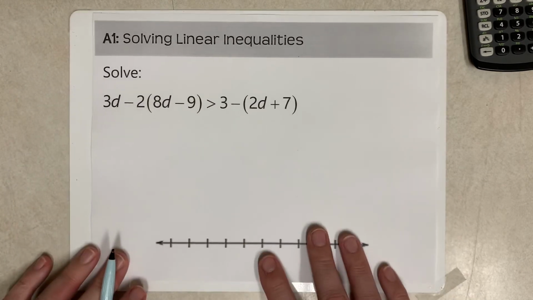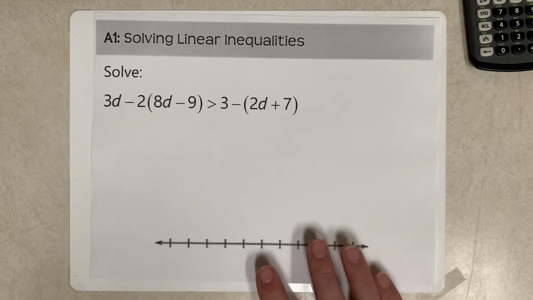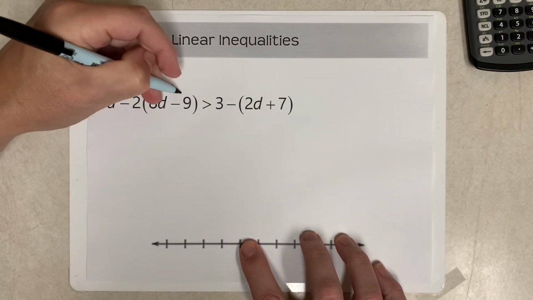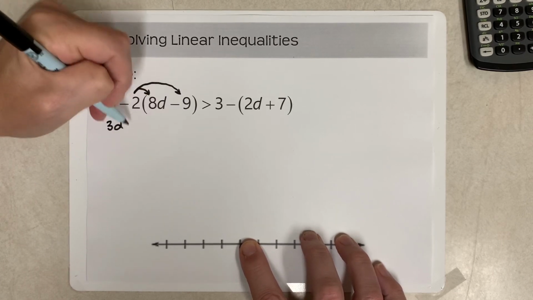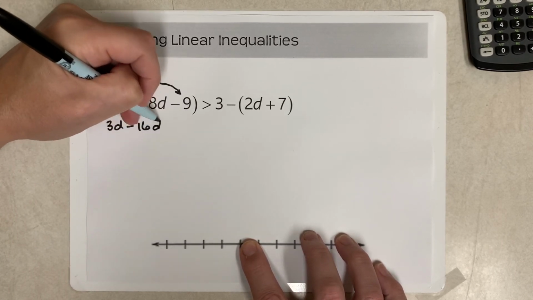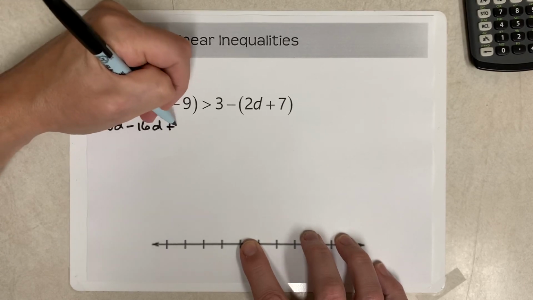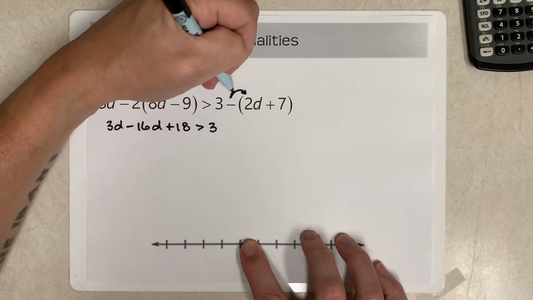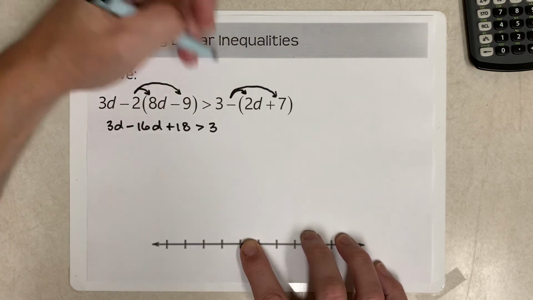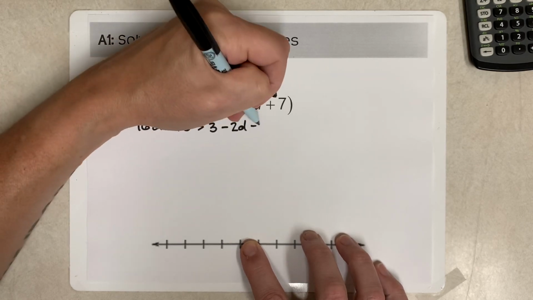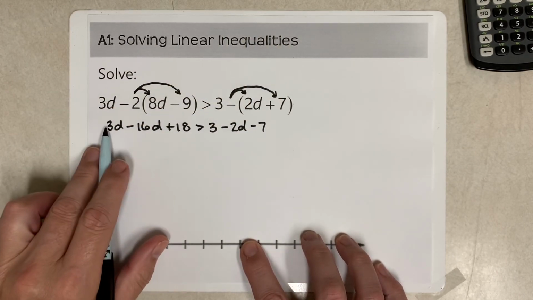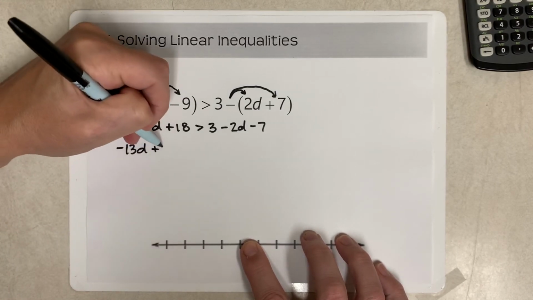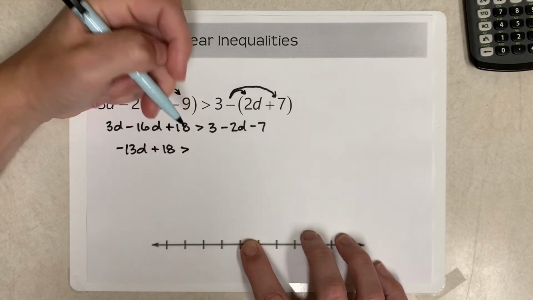Okay, this one is definitely a multi-stepper here, so let's just go ahead and get through it. Let's go ahead and distribute. So 3d minus 8 times 2 is 16d. Then that would be a plus 18 is greater than 3. And then this minus will distribute to both these. And all that does is change the sign in front of them. Minus 2d and then minus 7. I can clean this side up a little bit. 3d minus 16d would be negative 13d plus 18. Is greater than. I can clean this up a little bit.